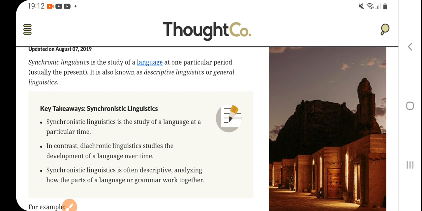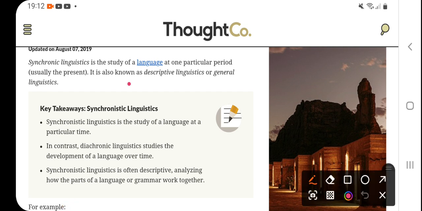It is also known as descriptive linguistics or general linguistics. There are three names and all are one and the same thing: synchronic linguistics, descriptive linguistics, or general linguistics, right? And that is the study of language at one particular time, especially present time, right?